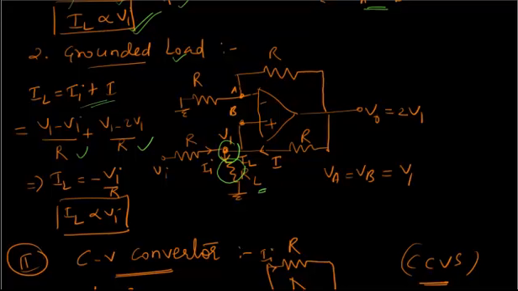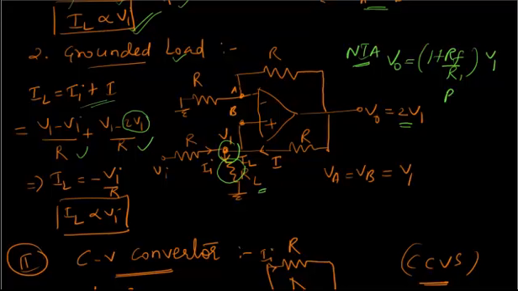Now remember how we got this 2V1. Let me tell you how we got this 2V1. This is, if you see, nothing but a non-inverting amplifier. So for a non-inverting amplifier, what is V0? 1 plus RF by R1 into V1, right? Here RF is equal to R1. So what do you get? 2V1. So this is how we got this.